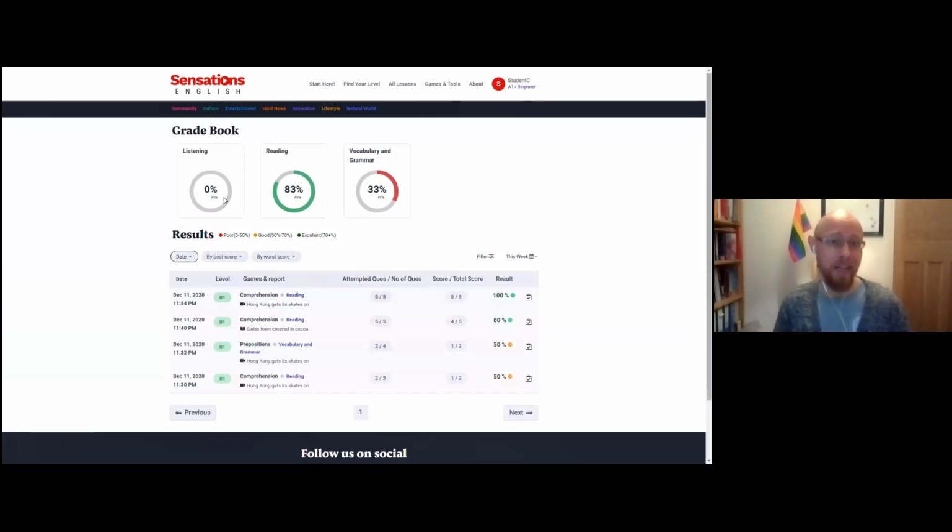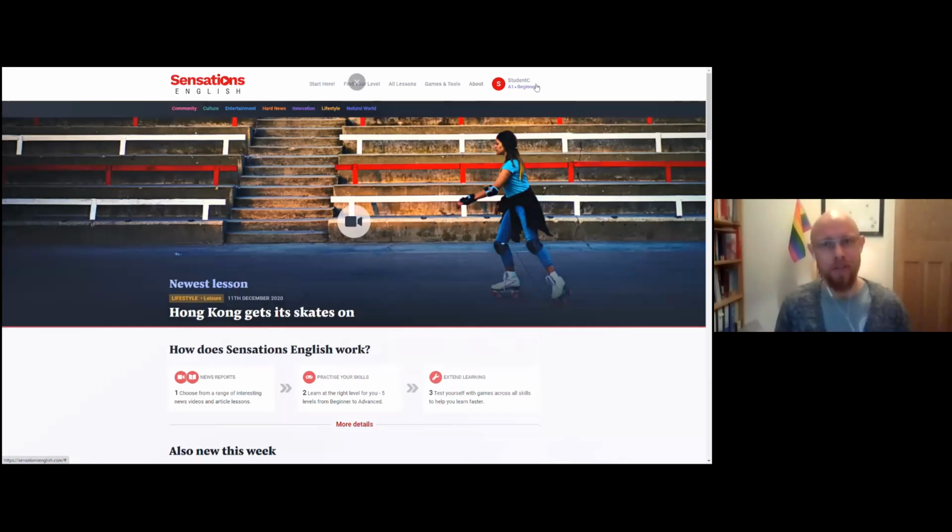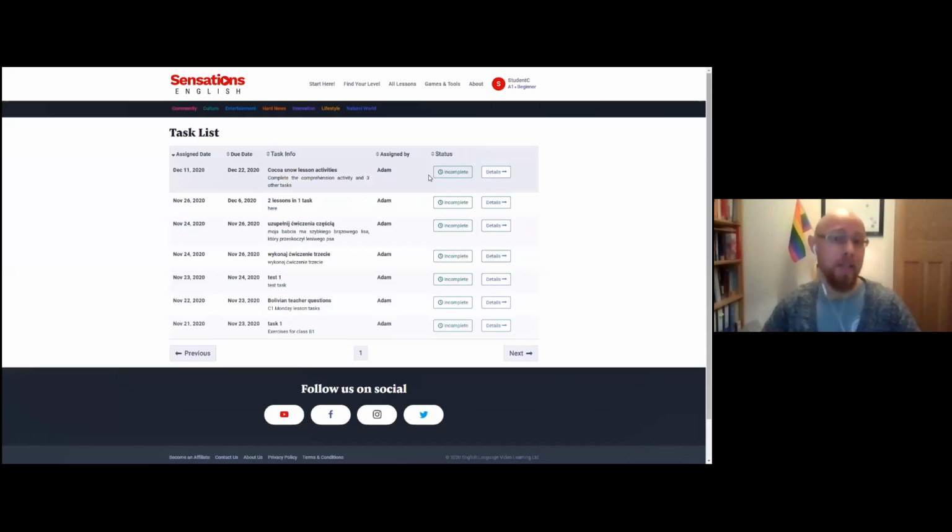Then if we go to the grade book, the student can see their own abilities at that. You can see I haven't done any listening practice, but I'm quite good at reading, but my grammar's not very good on these activities. So they get that feedback and help them think about what to focus on. And the other thing in the student menu is the task panel, which shows you the tasks that students have set, which Brett is going to talk about in a minute.